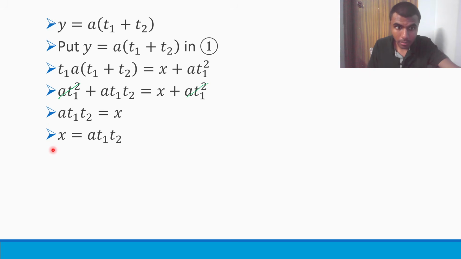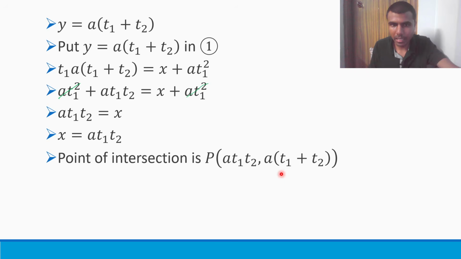So the point of intersection is P at t1 t2 comma a into t1 plus t2. One sincere request, don't cancel like this in exam, it doesn't do good. Okay, fine. So we got one point of intersection.